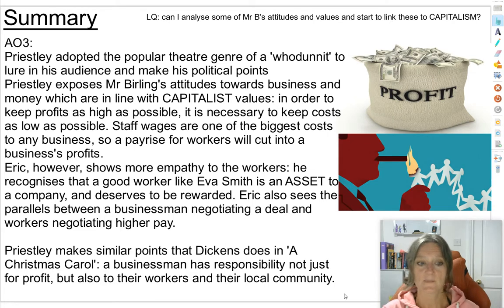Eric also sees the parallels between a businessman negotiating a deal and workers negotiating higher pay. So Eric says, "We try for the highest prices, why shouldn't they try for the highest wages?" And then really quickly answering the question that I just said, Priestley makes similar points that Dickens does in A Christmas Carol. A businessman has a responsibility not just for profit, but also to their workers and to their local community. So it shouldn't just be about profit.